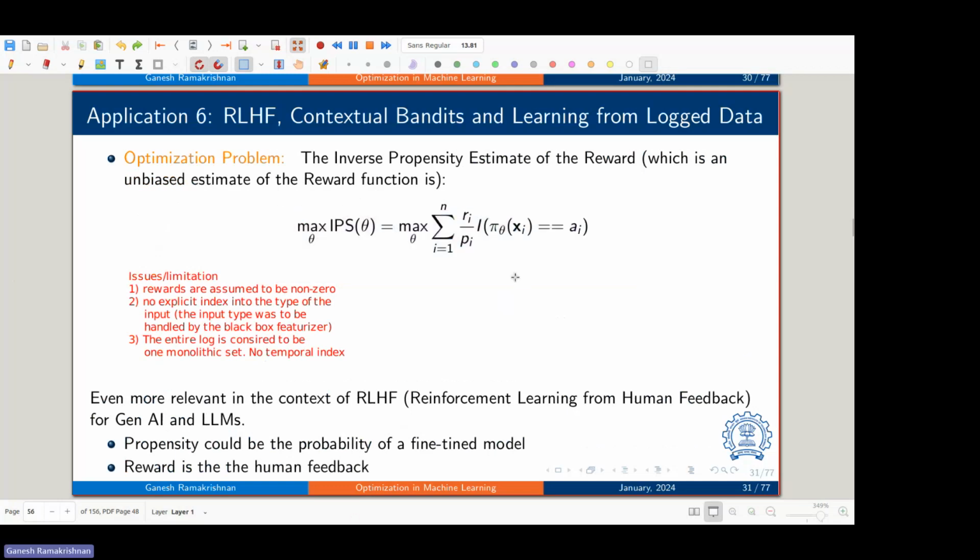This is my first formulation. But there are other issues also. The rewards are assumed to be non-zero. I may choose an action but not give any reward. Obviously, that's why RLHF mechanisms are there, so that people actually give rewards. If you are conversing, you may not. You've seen ChatGPT put a thumbs up, thumbs down, right? But if you don't do that at all, the poor model doesn't learn anything. You need explicit agents who are trained to sit and give feedback, rewards to the model. That's one challenge.